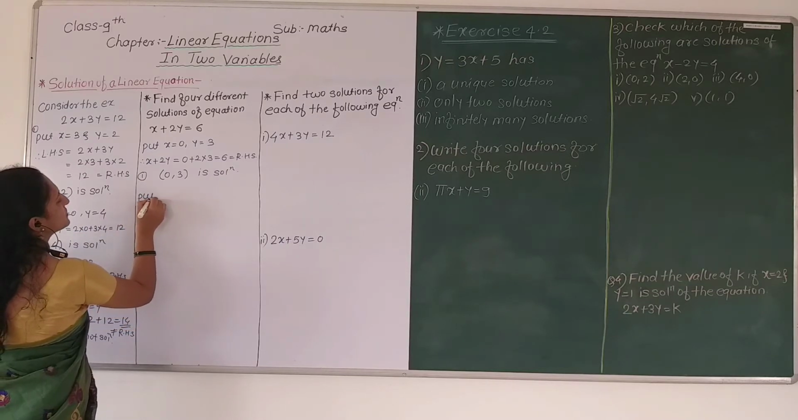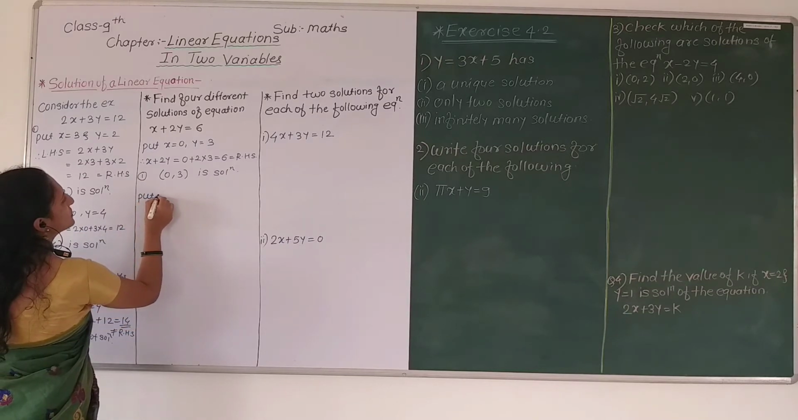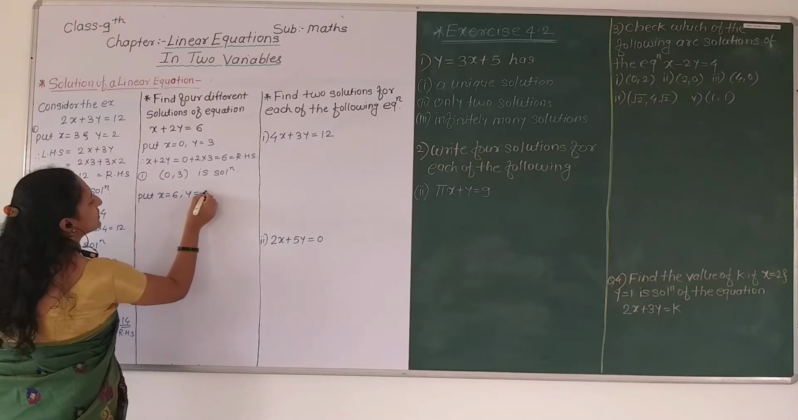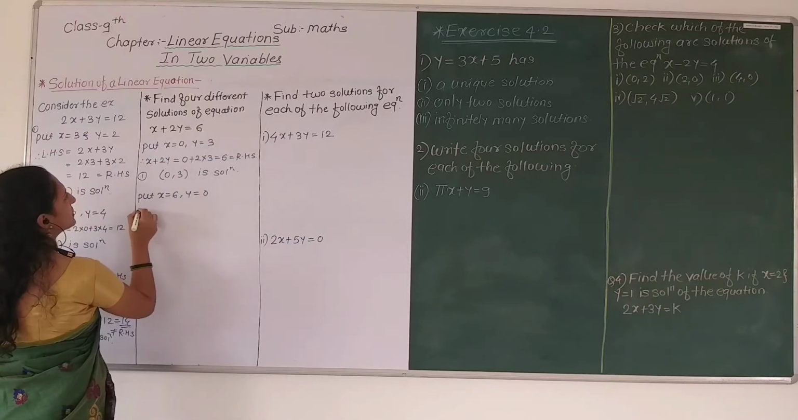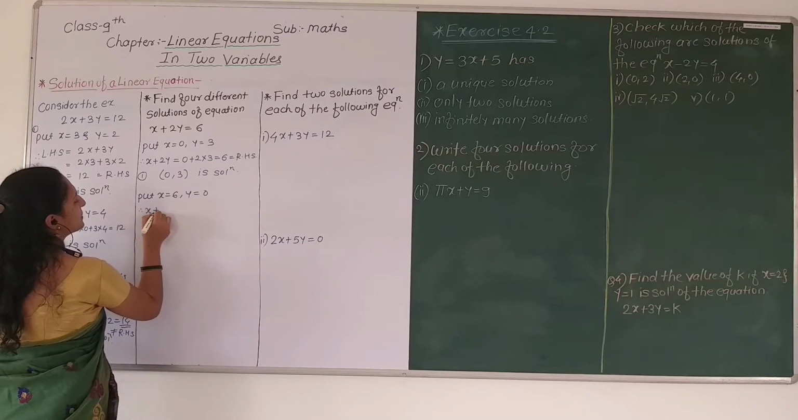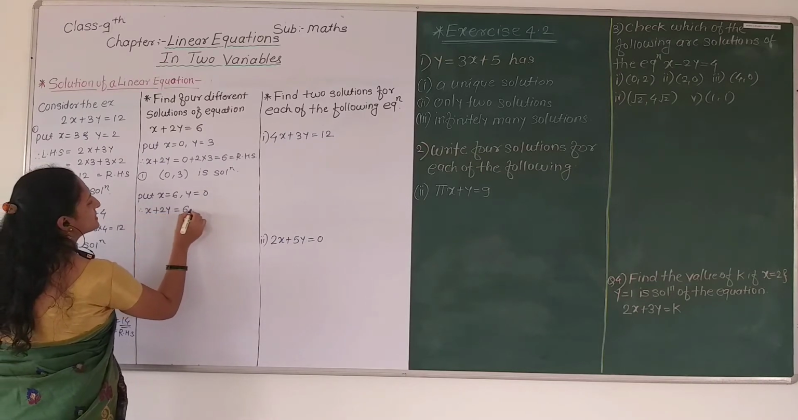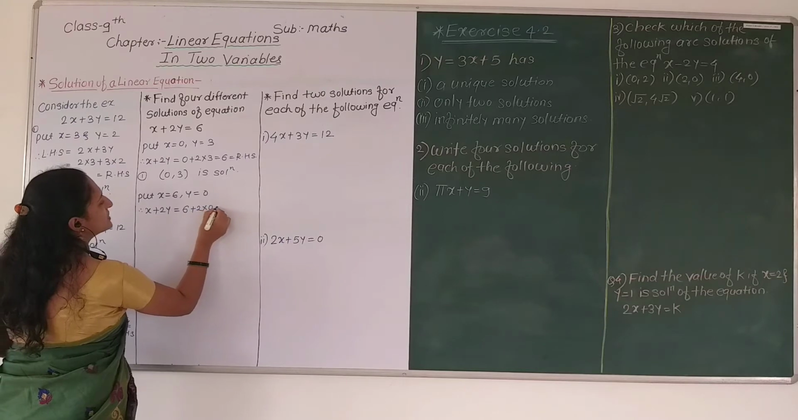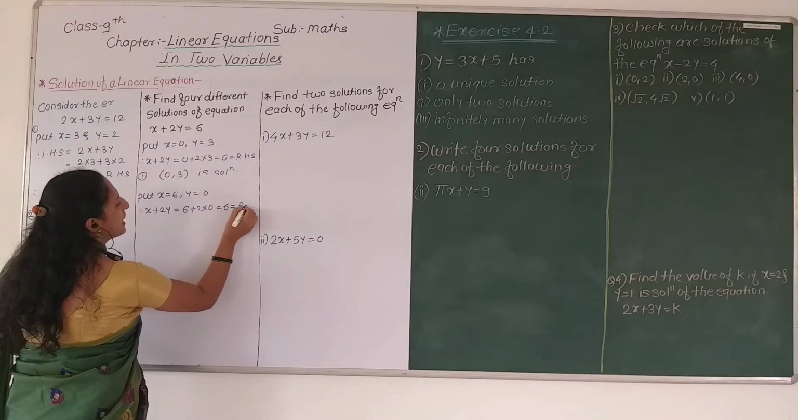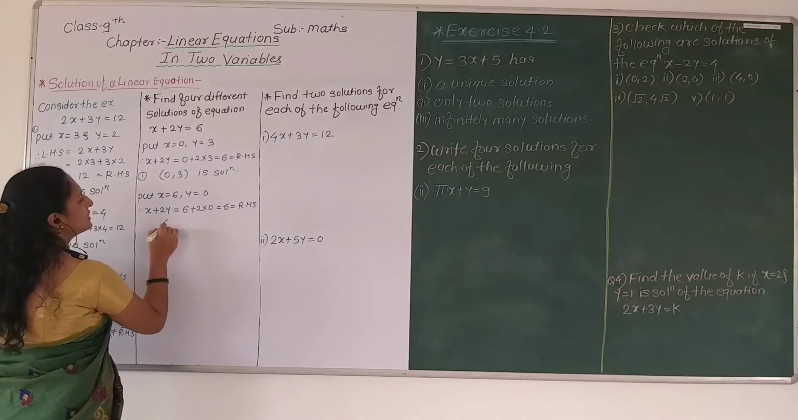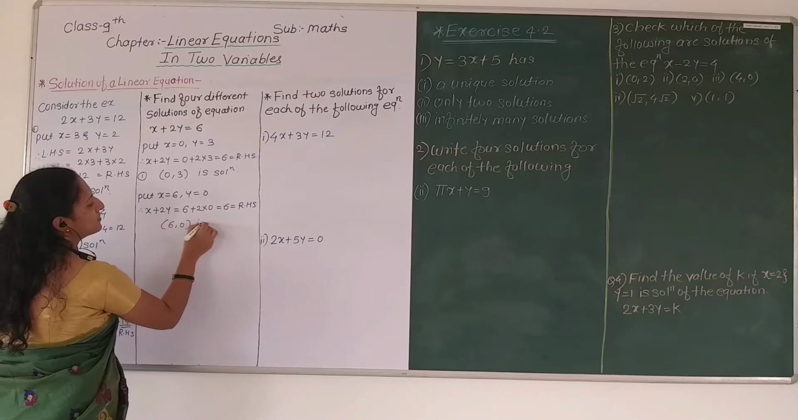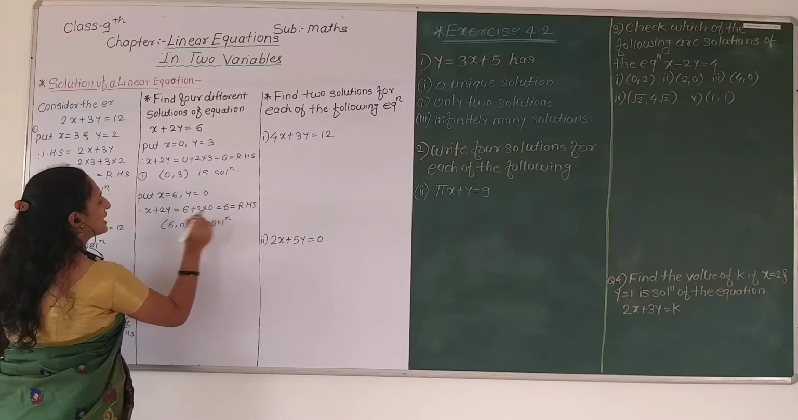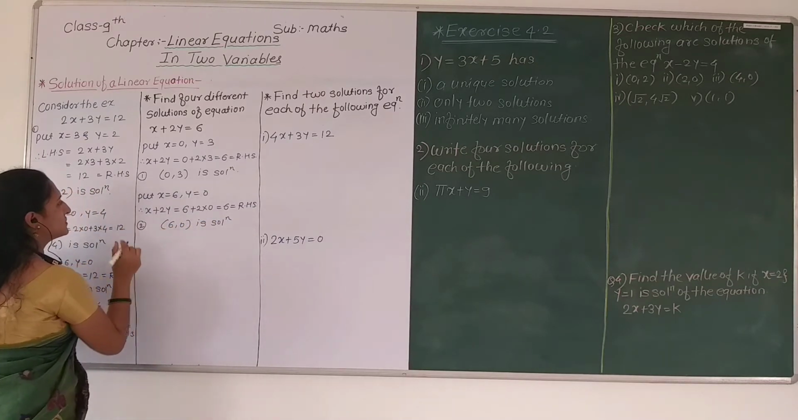Then next one, substitute y is equal to 0, x is equal to 6, and y is equal to 0 in the same equation. Look here. X plus 2y. Value of x is 6 plus 2 into value of y is 0. That is 6, which is RHS. So again we get 6, 0 is one more solution. That means the second solution for this equation.